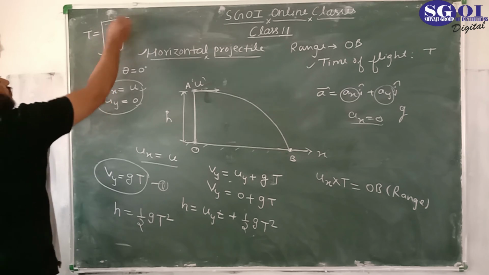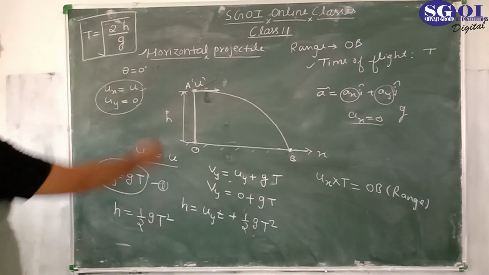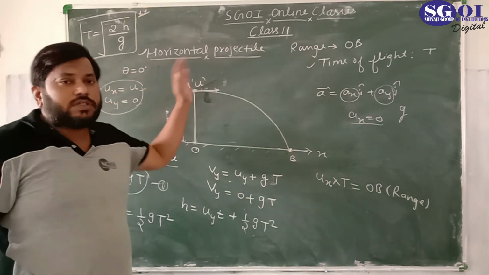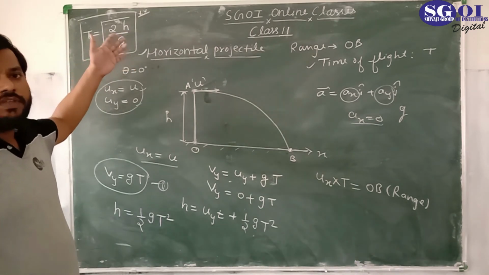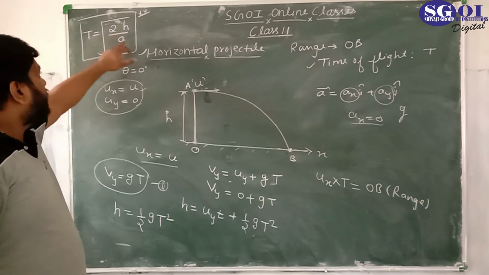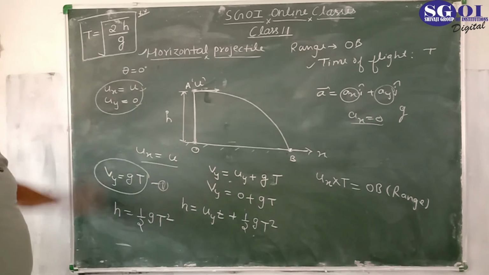Square root of 2h upon g. So this is the formula for the time of flight for this horizontal projectile. If you are given h and you know the value of g, which is a constant, 9.8, or we could take 10. Only if h is given in the problem, you can find the time of flight.